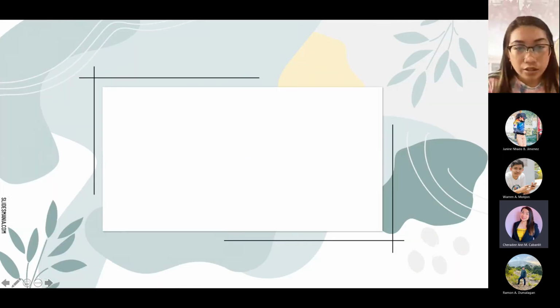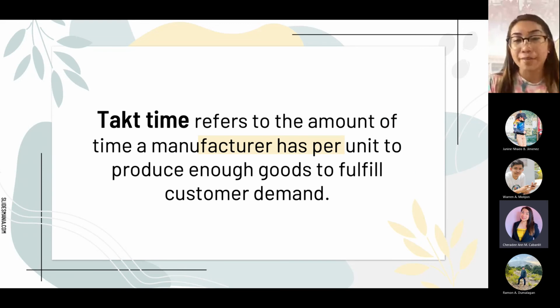TAKT time refers to the amount of time a manufacturer has per unit to produce enough goods to fulfill customer demand. Meaning to say, it doesn't matter what your process capability is. What the customer wants is that you are able to commit to the time you need to finish that item. So as mentioned in my previous discussion, if the customer requires you to finish the item in 30 minutes per unit, so it has the same unit as cycle time, but your cycle time is 45 minutes, meaning you're losing 50% of it, 15 minutes. That means the customer requires you to do it at a much faster pace.